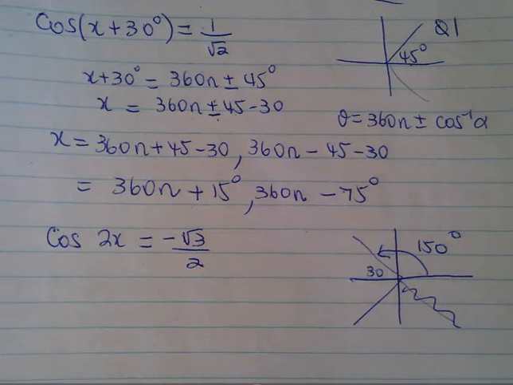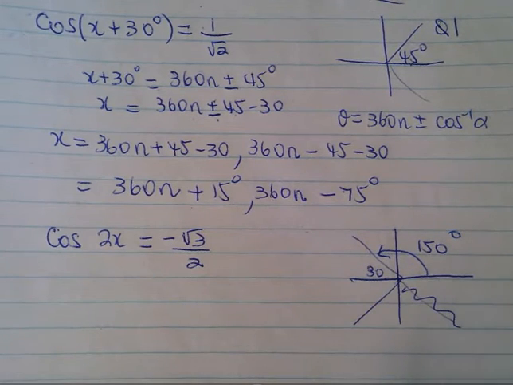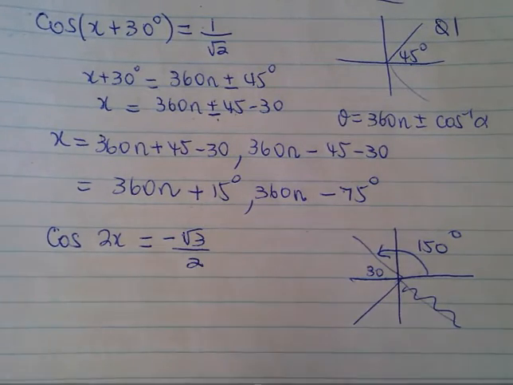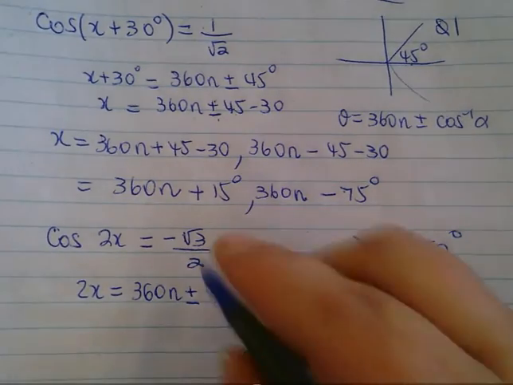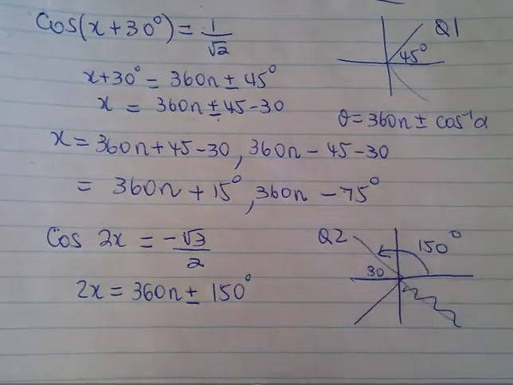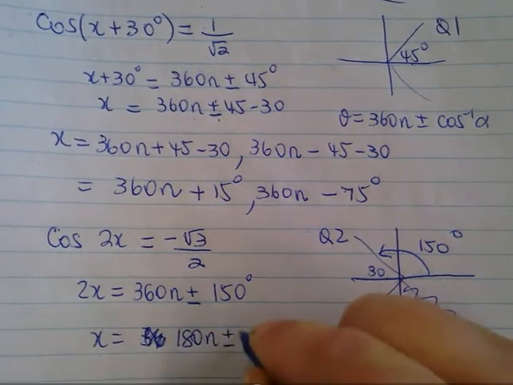Remember, for cos negative, you have to put in the obtuse angle. You don't write 30. 30 is a quadrant 1 angle, 150 is quadrant 2. It's not cos 150, it's just 150 degrees, because what we're putting in is just the size of the angle, not the cos with it. So I've got 2x equals 360n plus or minus 150. You okay with that? So we have to use quadrant 2. Now this one we just divide by 2. That one's different.